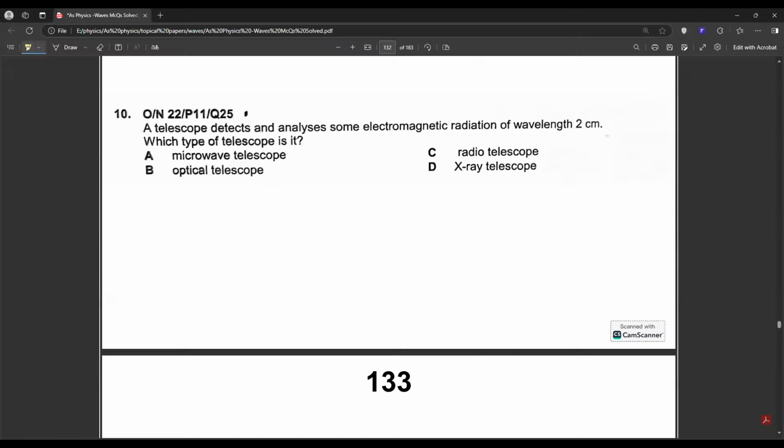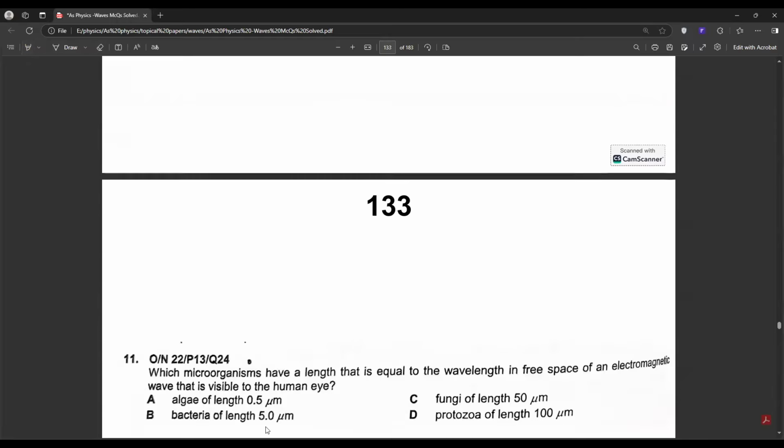A telescope detects and analyzes some electromagnetic radiations of wavelength 2 centimeter. Which type of telescope is this? Yes. If your wavelength is 2 centimeter, which type of telescope is this? Any ideas? The type of telescope is a microwave telescope. A is your answer. Microwaves have wavelength closer to 2 centimeters. Let's further move ahead.